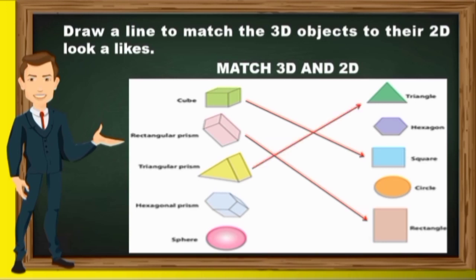The answer is triangle. Number 4, hexagonal prism. What is the 2D object that matches hexagonal prism? The answer, hexagon. And the last, sphere. What's the 2D object that matches with the sphere? The answer is circle. Very good.